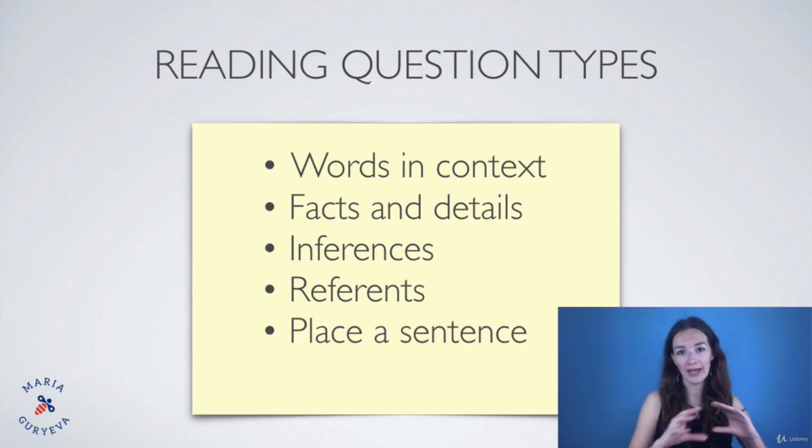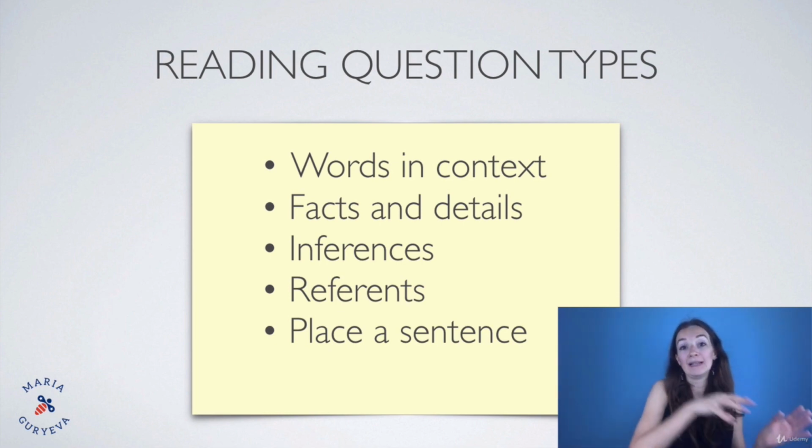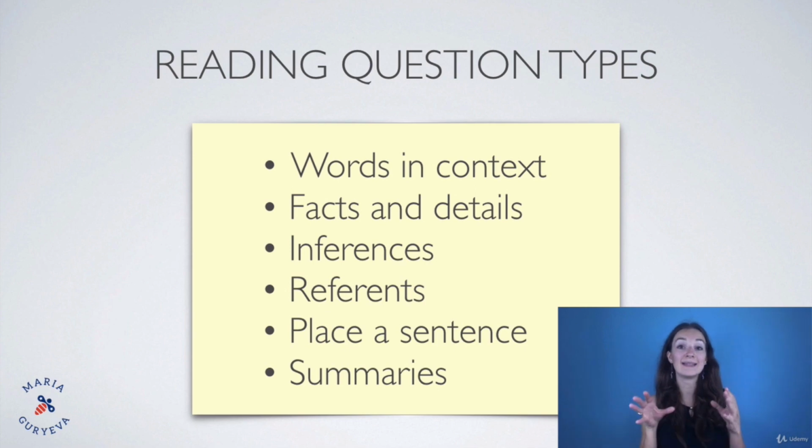Place a sentence. So this is when we have a random sentence and we have 4 spots in the text where we can place a sentence. And we need to choose where in these 4 spots this sentence will look the best. All right? And then we have the summaries.